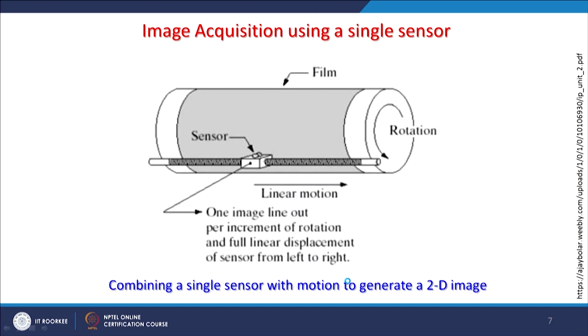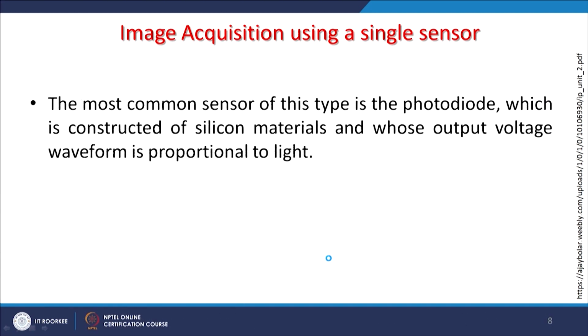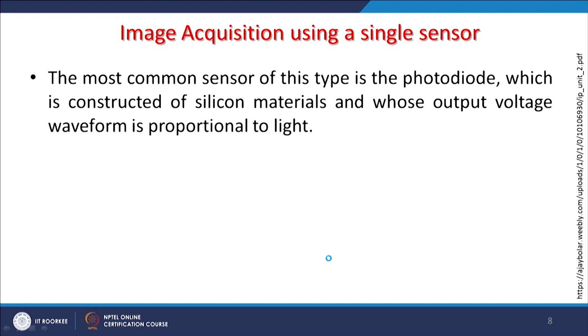In case of a single sensor, when it is used either on a film or a sensitive electronic device, the sensor rotates, and it keeps recording the things. So, there may be a film or some other sensitive material. So, this is one image line out per increment of rotation and full linear displacement of the sensor from left to right. And such sensors are not there anymore now on satellites. So, most of the common ones which we are having are the linear sensors.